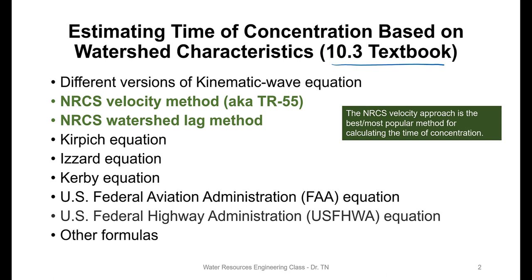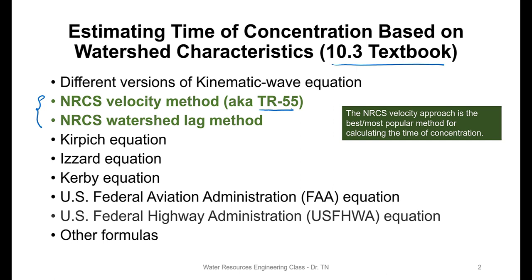But I want to mention that there are two methods that are more popular than the others, at least I can say that in the United States. The NRCS velocity method and the NRCS watershed lag method are by far more popular than other methods. The NRCS velocity method is also known as the TR-55 method because in Technical Report number 55, there is the procedure on how to calculate time of concentration using this method.